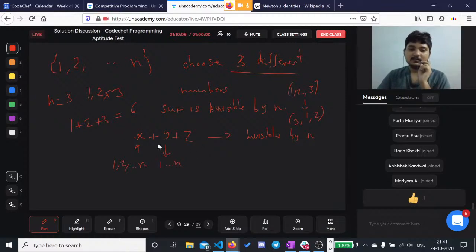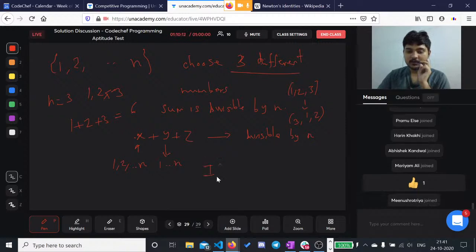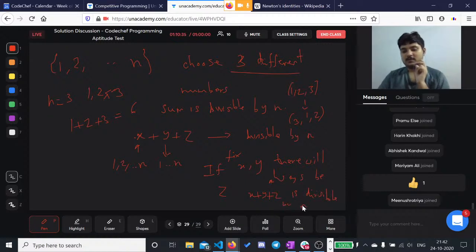My claim is that if you fix x and y, there will always be a z such that x plus y plus z is divisible by n. Okay, why is that so? Very simple. If you take x plus y, let's say x plus y is anything, can be any number. The remainder when it's divided by n will be 0, 1, 2, up to n minus 1, right?